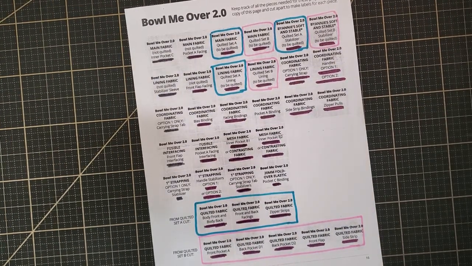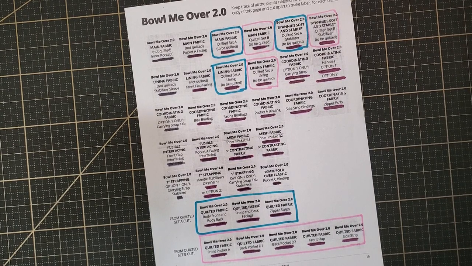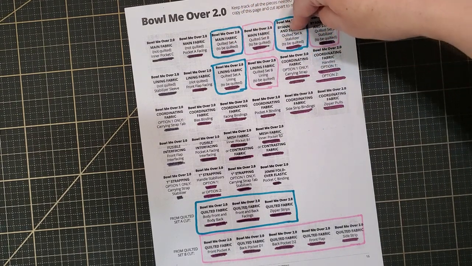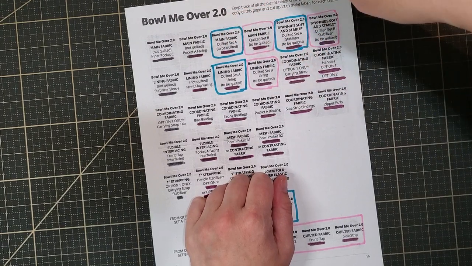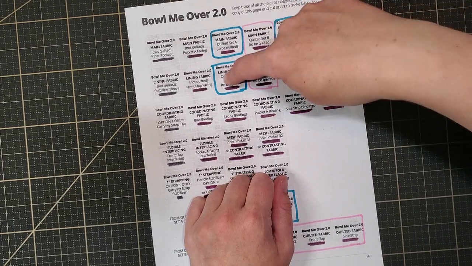Okay, so if you're new to ByAnnie patterns, it might be a little overwhelming to just look at this whole sheet of labels and say, oh my goodness, where do I start? This is a lot. But if you just slow down for a moment and take your time to look at it and read the directions first, it's not so scary. So as you can see with mine, I like to color code everything, which makes it even easier to understand. As I mentioned earlier, for this bag, we have two quilted sets, quilted set A and quilted set B. Each quilted set has three pieces. So in blue, I have the three pieces of quilted set A. There's the main fabric for quilted set A, the Soft and Stable for that same set, and the lining for that set.